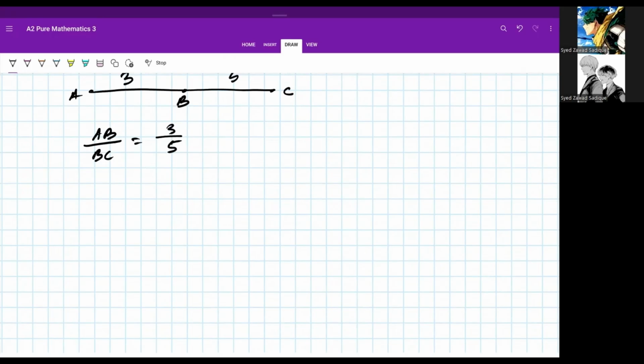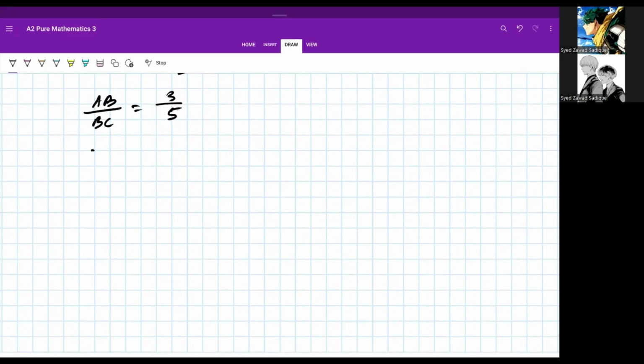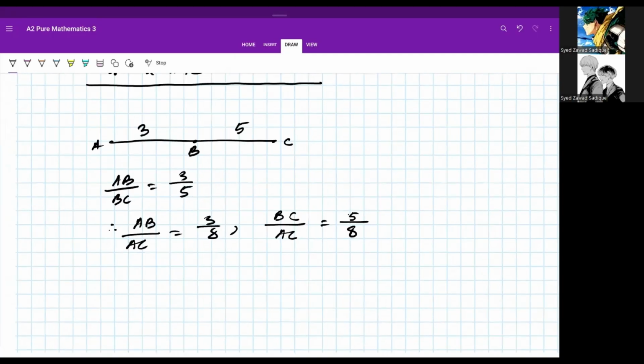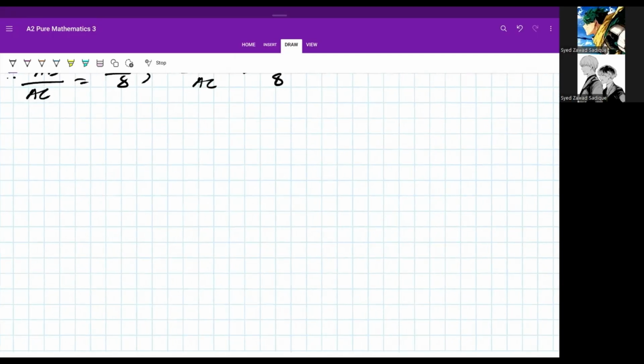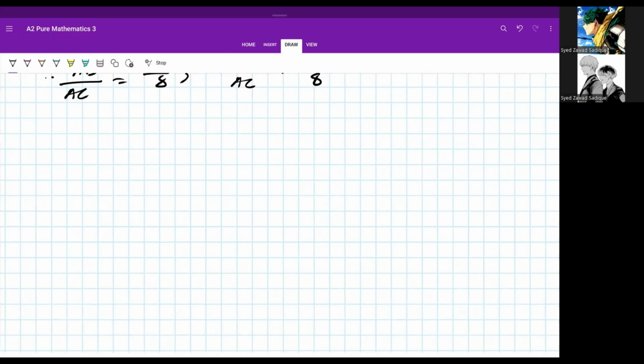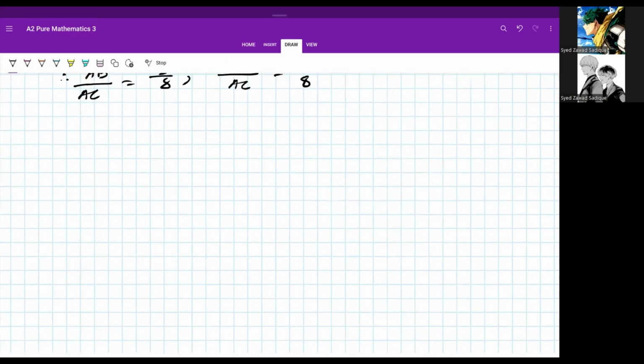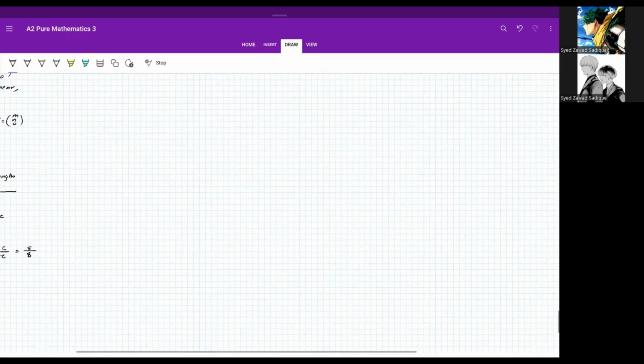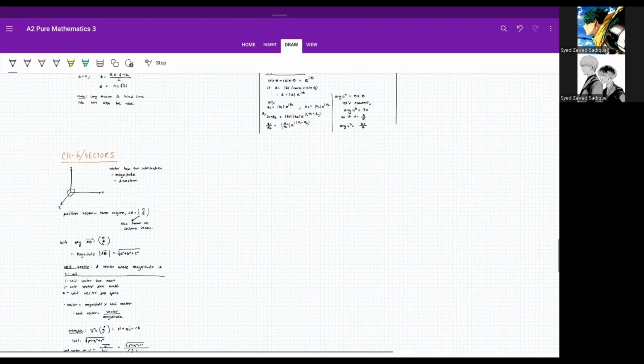Okay. All right. AB by BC is 3 by 5. Therefore, we can say AB by AC is equal to 3 by 8, or BC by AC is equal to 5 by 8. Nice. That's how you find fraction of length of a line. What's next? Dot product of vectors. I think we went a long way.